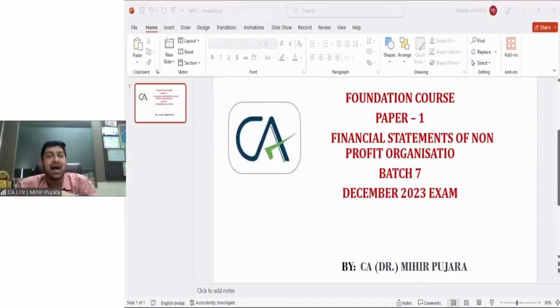So how we should prepare this, what are the different accounts, what are different types of income and expenses of such an NPO, and which type of sums are asked. Now guys, the weightage of this chapter for your exam purposes, I would say 8 marks to 16 marks. Sometimes they ask a small question of members' subscription, of 6 to 8 marks.